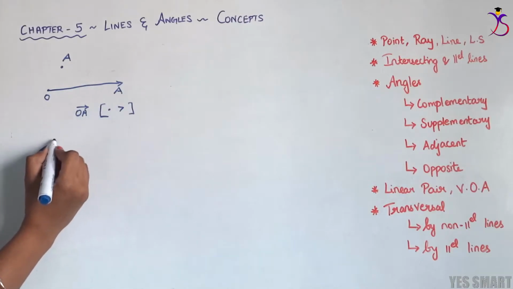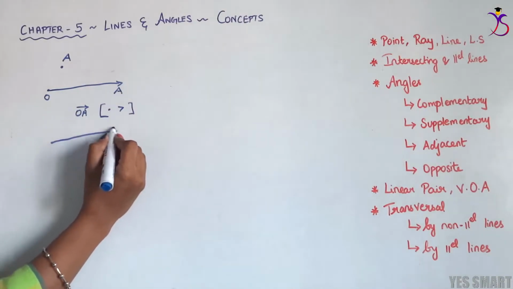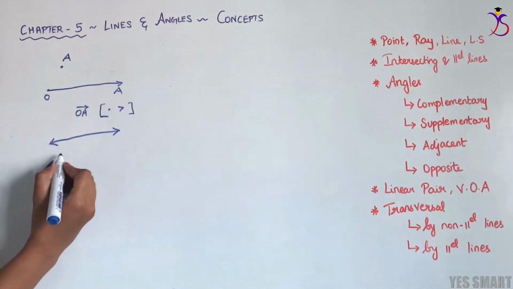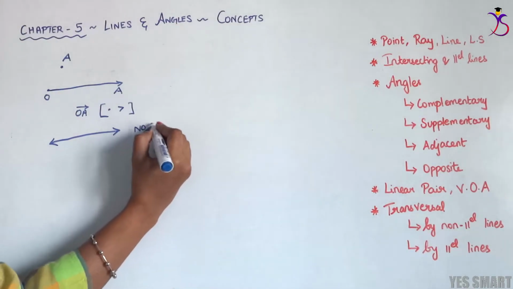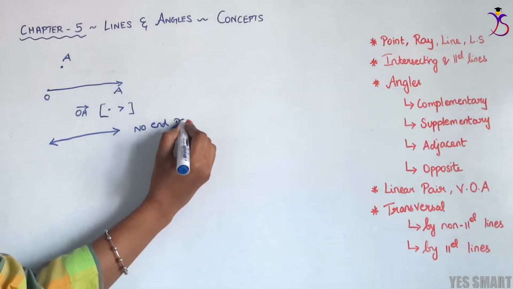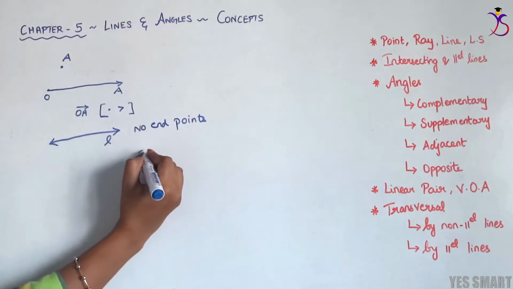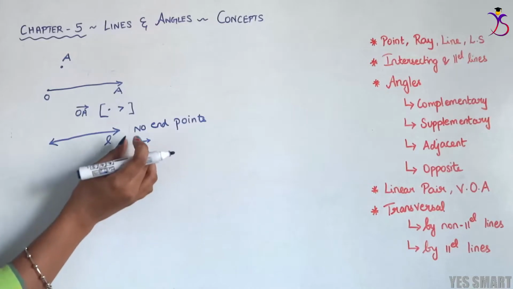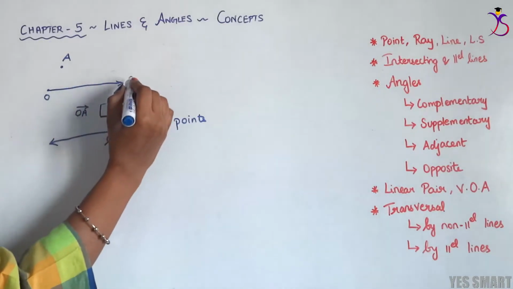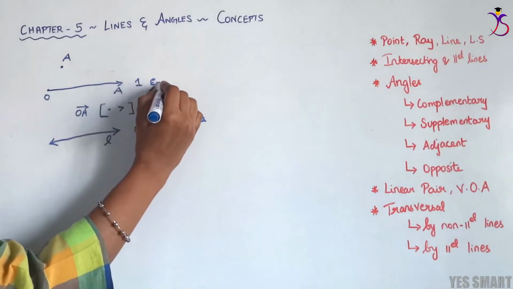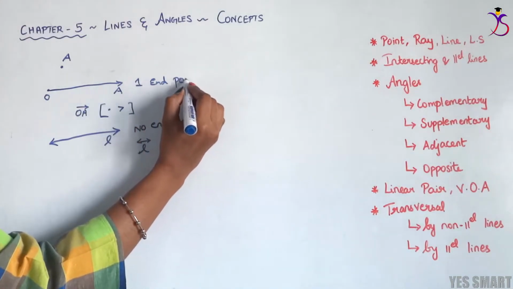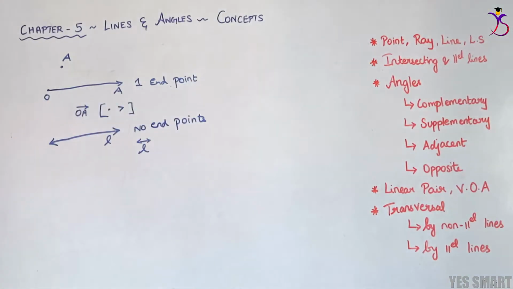Now, the line. A line has no endpoints. Therefore, we will have arrow marks in both directions, meaning it will extend in both directions indefinitely. Line L. This is how we will represent a line. However, in a ray we have one endpoint, and the other side extends indefinitely.